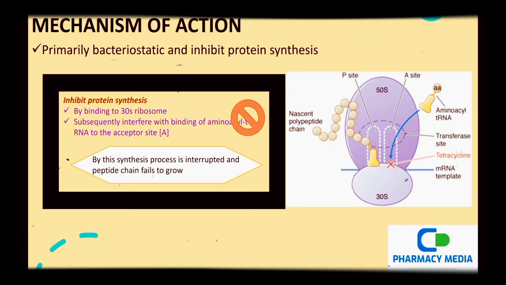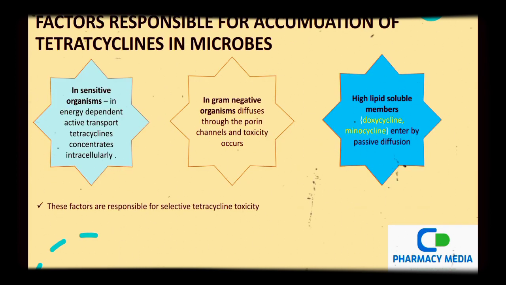Now let's deal with the resistance part. Let's see what factors are basically responsible for causing resistance. Before seeing the resistance part, let's see how these tetracyclines get accumulated in the microbe structure. Basically, if the tetracyclines get accumulated in the microbes or bacteria, then the action of the tetracyclines will be shown, and the bacteriostatic property of the tetracyclines is represented. So let's see in different kinds of organisms.